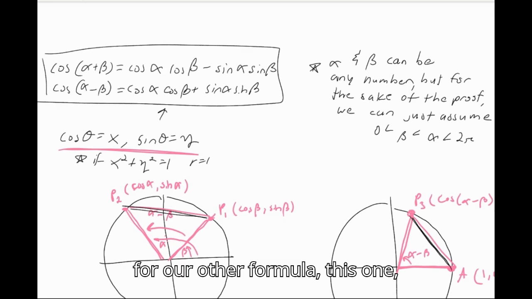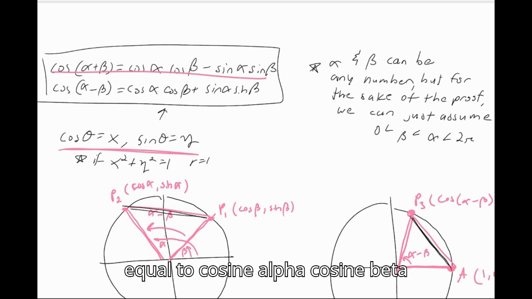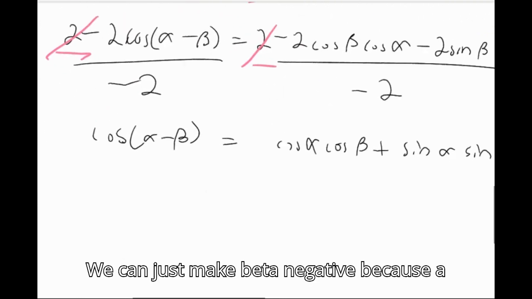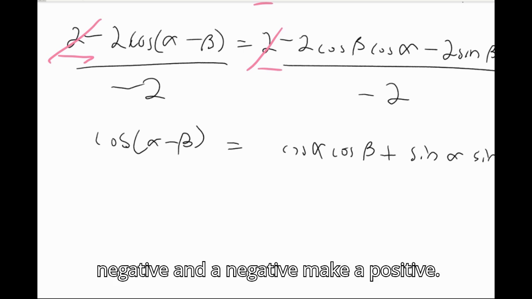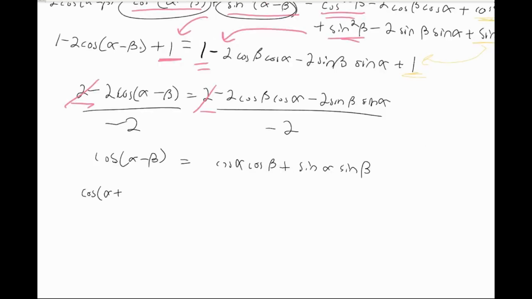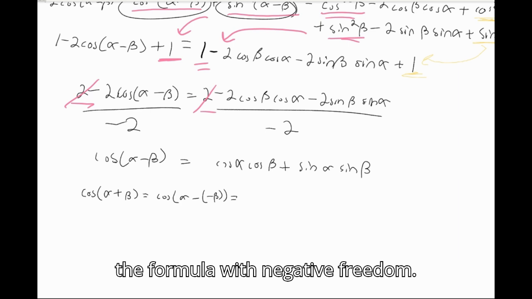For our other formula, this one, cosine of alpha plus beta is equal to cosine alpha cosine beta minus sine alpha sine beta, we can just make beta negative because a negative and a negative make a positive. Now we can just substitute the rest of the formula with negative beta.